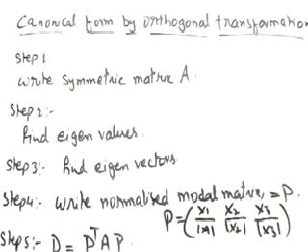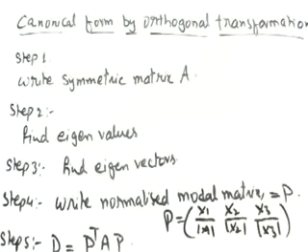Inshallah, in today's class, we are going to discuss reducing the matrix to canonical form by orthogonal transformation. First, let me see the steps of how to change. In the first step, write the symmetric matrix A. How we will do this, let me see in the example. Just remember the method. The second step is to find the eigenvalues.